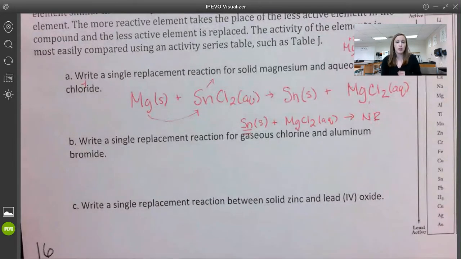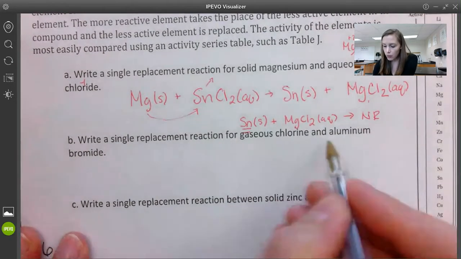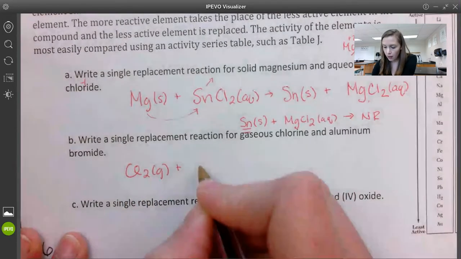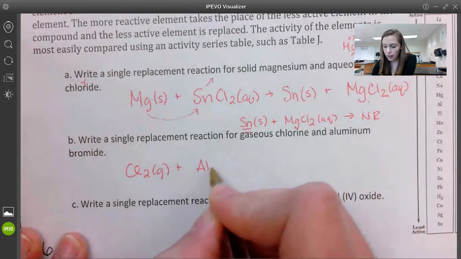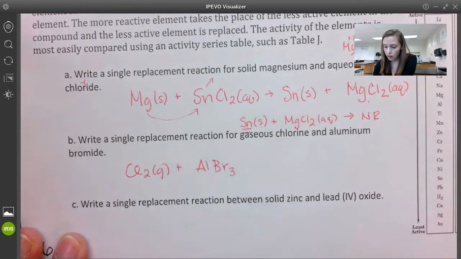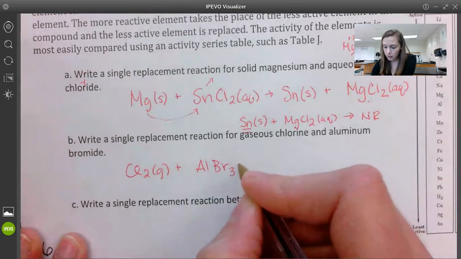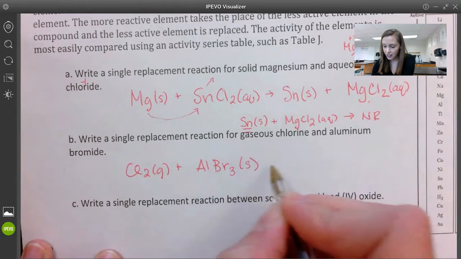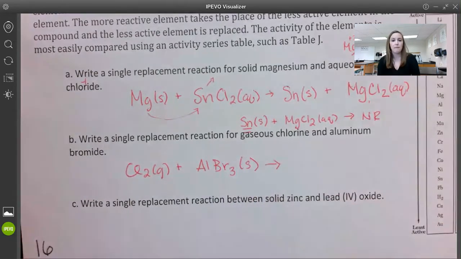With B, we're going to be undergoing a single replacement reaction involving our nonmetal components. So we have chlorine gas, and then we have aluminum bromide. So Al is +3, bromine is -1, so that's going to be AlBr3. And this would be a solid in this case, which is a little bit different. It has to do with the nonmetals. I should have mentioned that in letter A.